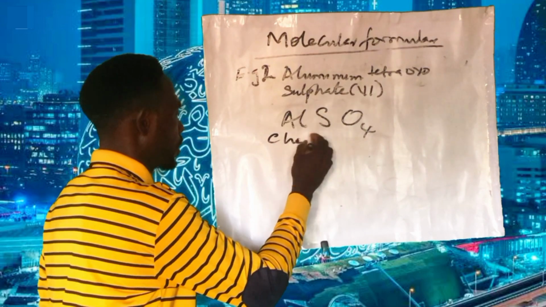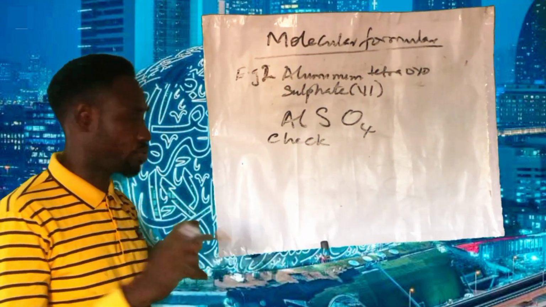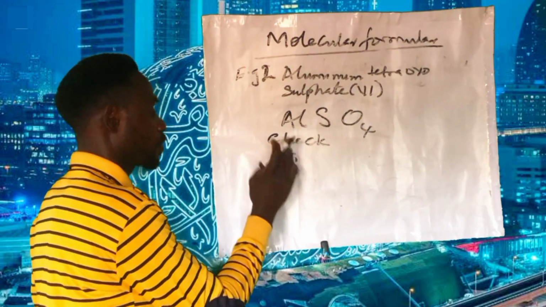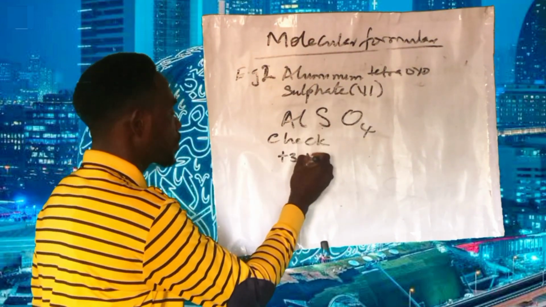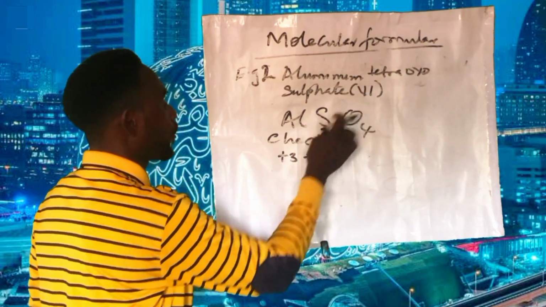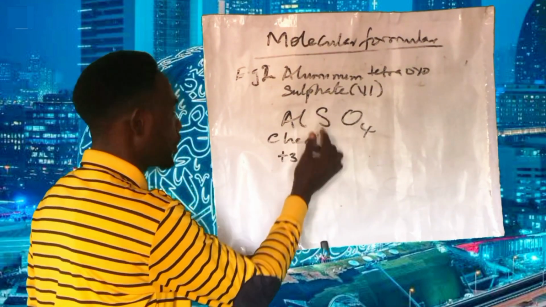Check. Let us check if it is correct. Aluminum, I told you earlier, is +3. +3 is the only aluminum here, times 1 is still +3. And what is sulfur here? The name has already said sulfate 6. If the name says sulfate 4, we will now take sulfur here as 4. Sulfate 6, that means 1 sulfur here is 6.